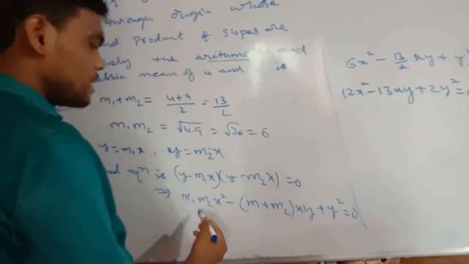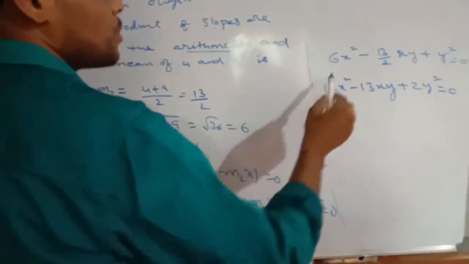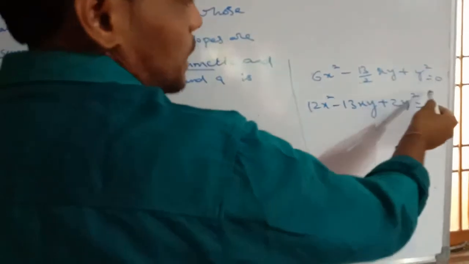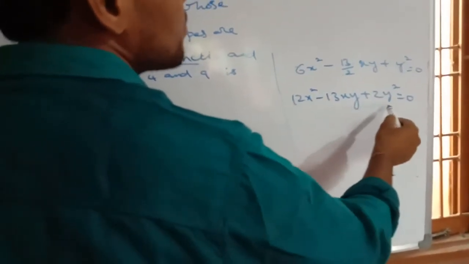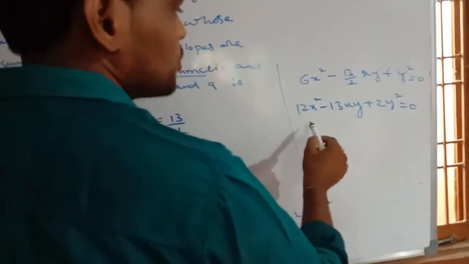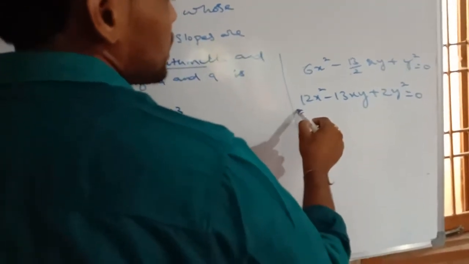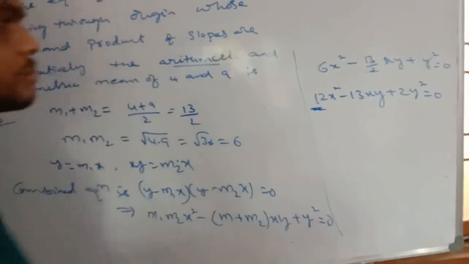Now substitute the values of the sum of the slopes and the product of the slopes. Now the LCM is 2. The required pair of lines is 12x square minus 13xy plus 2y square is equal to 0. Now see the options in our material. This is the answer. Okay, write down.